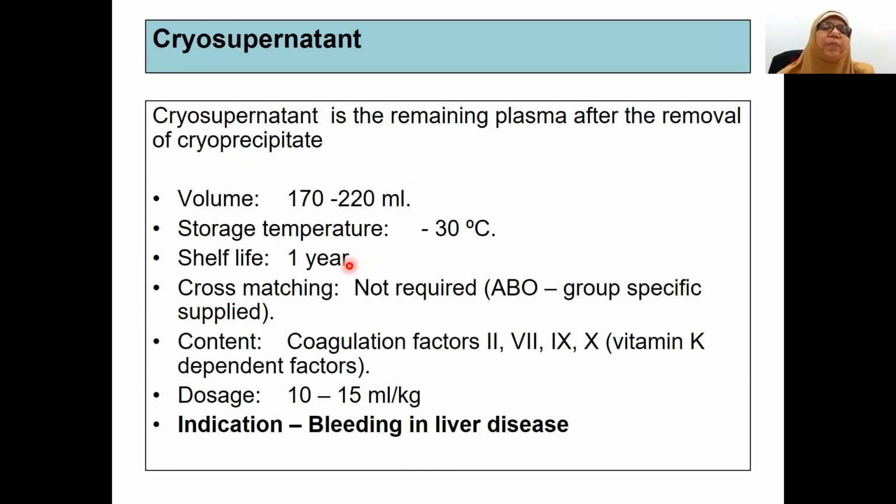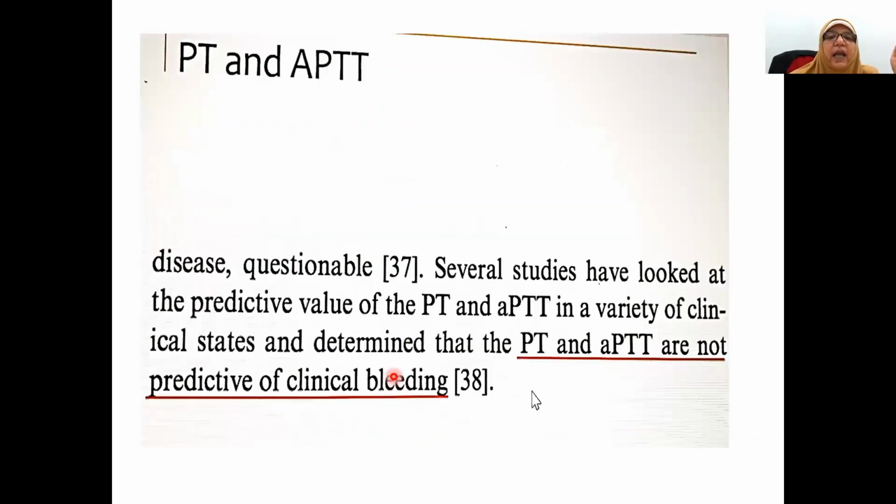Cryosupernatant is whatever is left from FFP: the precipitate that you take is the cryoprecipitate, and the supernatant that you don't take is the cryosupernatant, which you can still use for liver disease patients. Now, if you go into the literature, many studies say this.